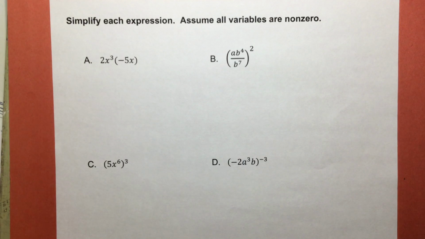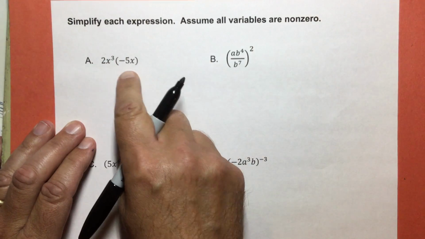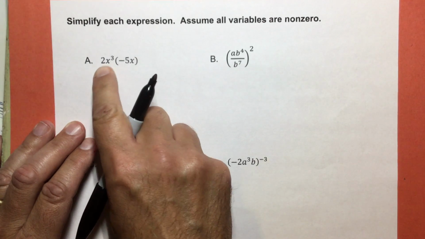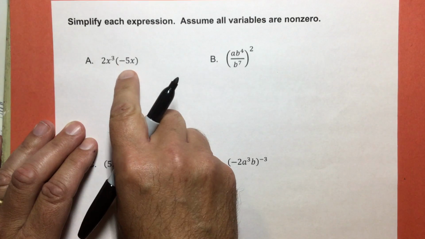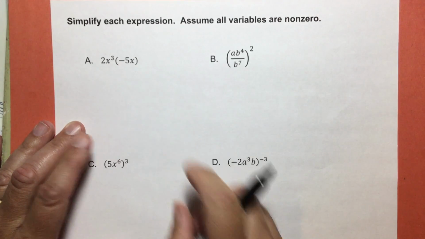Don't be afraid. It's okay. If you ever get stuck with this, all you have to do is just expand it all out. Write it all out. So if you don't remember what the property is that's going to help you with this one, then just write it all out. 2 times x times x times x times negative 5 times x. Then multiply the 2 times negative 5, put all the x's together.